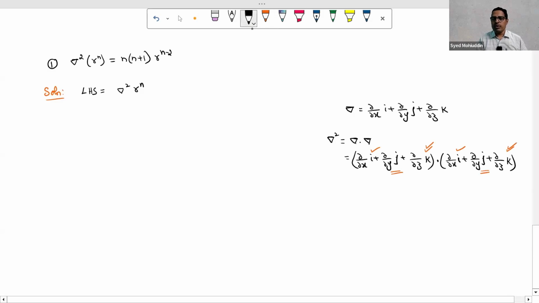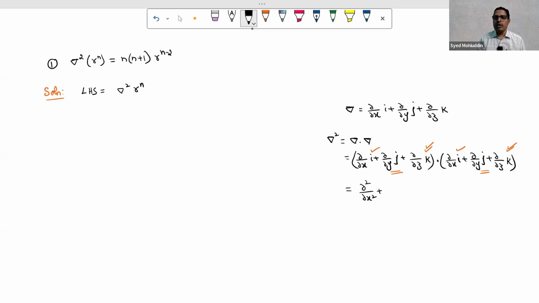So now if you take the first value, i dot i is 1. So you have dou by dou x of dou by dou x, which is nothing but dou square by dou x square. Similarly, j dot j will be 1. Dou by dou y of dou by dou y is nothing but dou square by dou y square, plus k dot k is 1. Dou by dou z of dou by dou z will be dou square by dou z square. So we have this del square value.